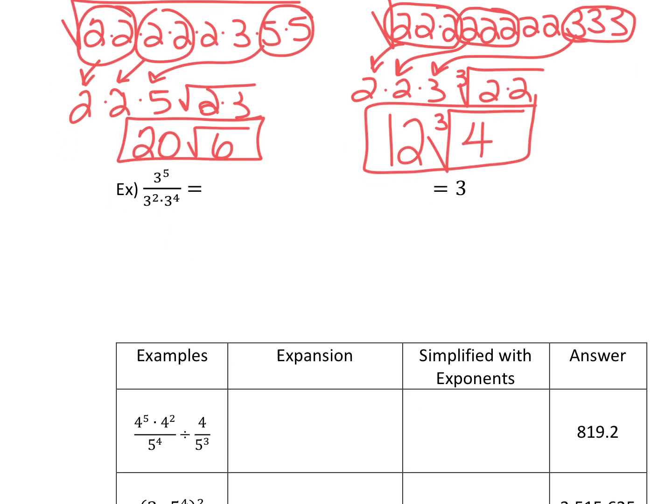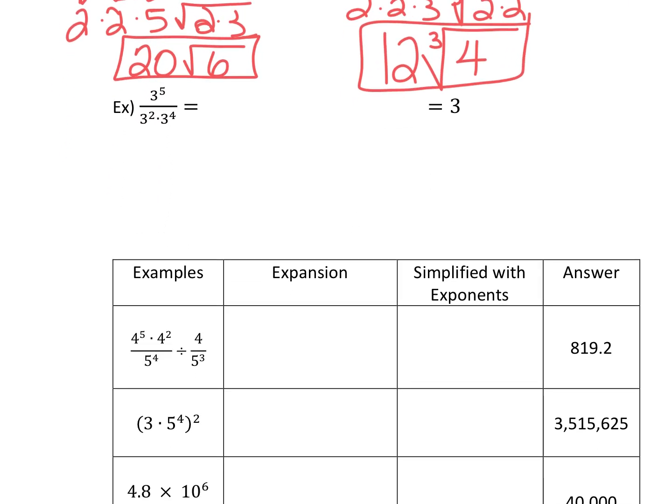On this next one, it looks a little bit different. We're still looking at exponents. So we have 3 to the 5th, which is, when we expand it out, just like we did before, five 3s. And then on the bottom, we have 3 squared, which is two 3s, and 3 to the 4th, 1, 2, 3, 4.